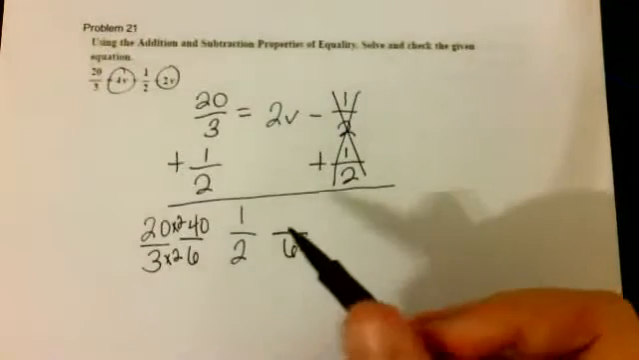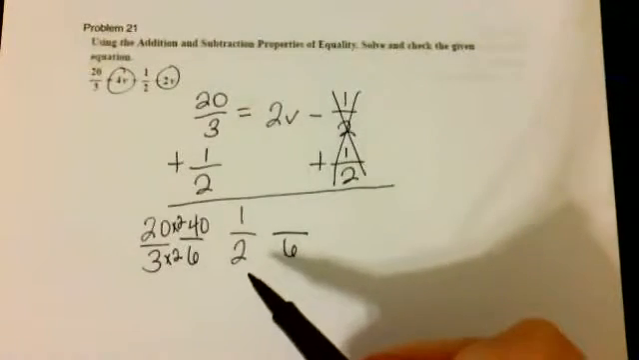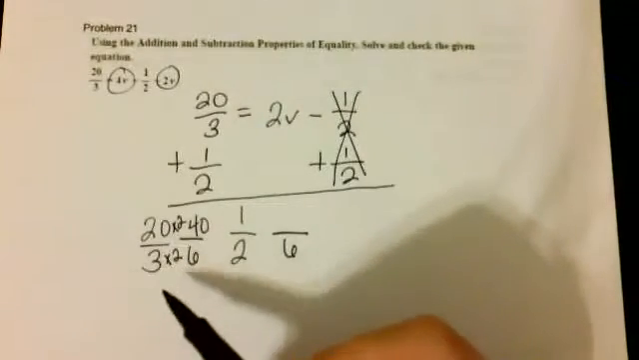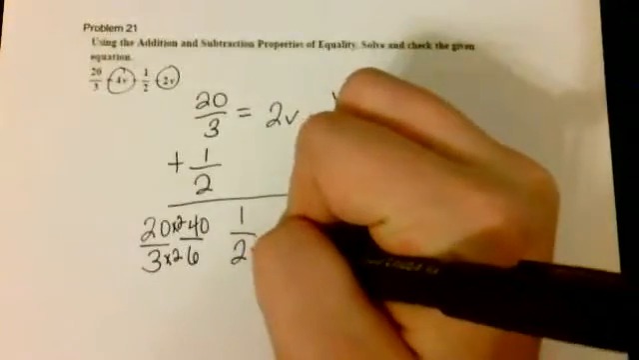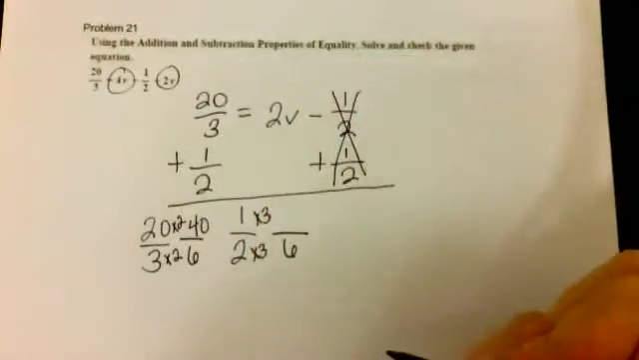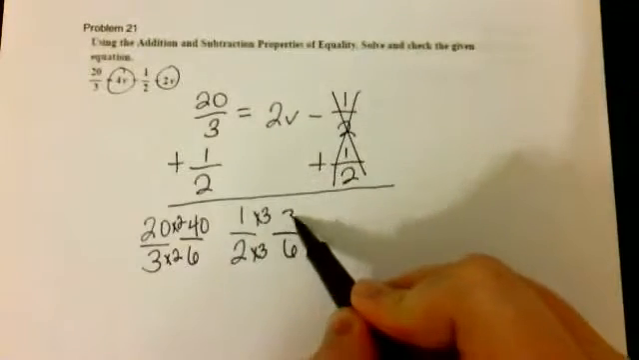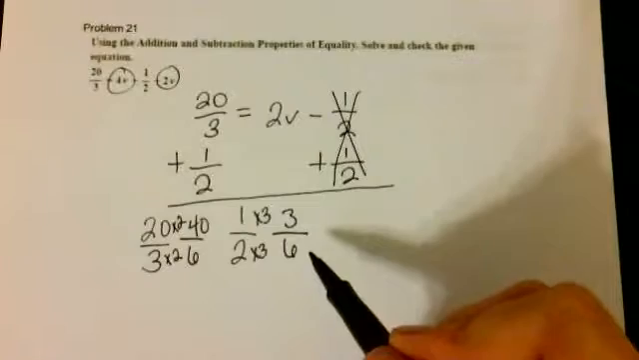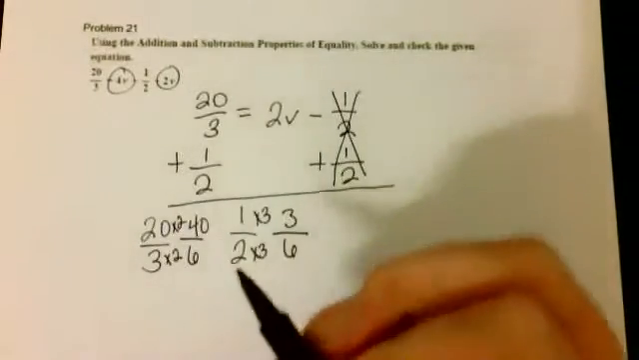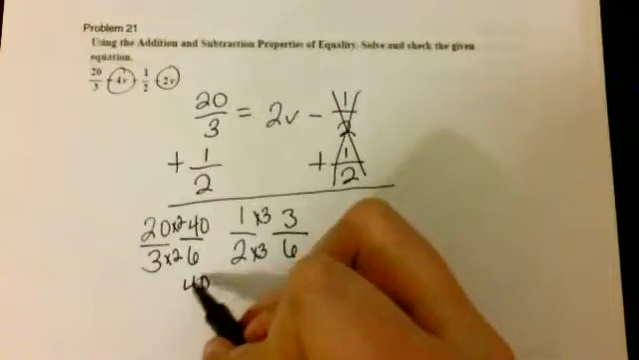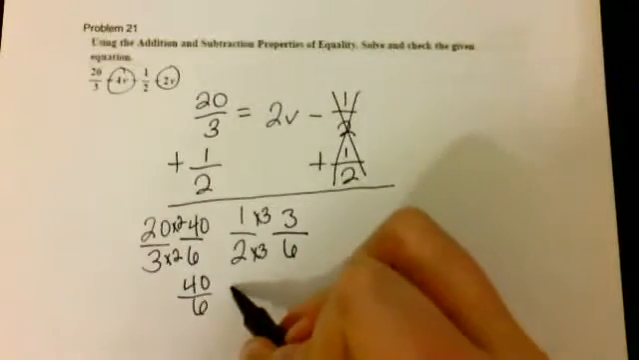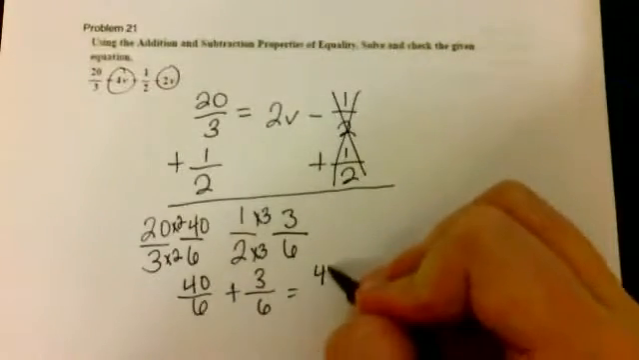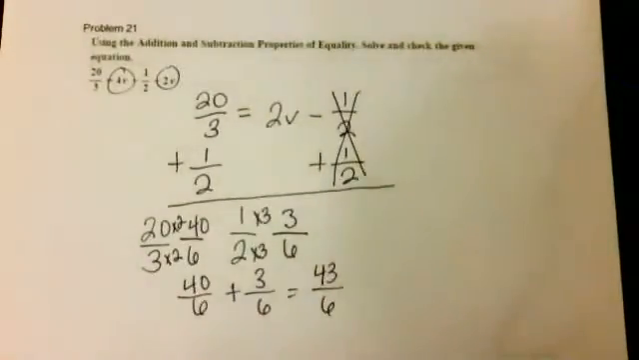And we're going to do the same thing over here. We ask ourselves the question, well, how did we get from 2 to 6? Well, the answer is simple because we just multiplied by 3 over here. So we multiply by 3, multiply by 3. And this gives us 3 over 6. So now that these have the same denominator, we can add them. So 40 over 6 plus 3 over 6 gives us 43 over 6.